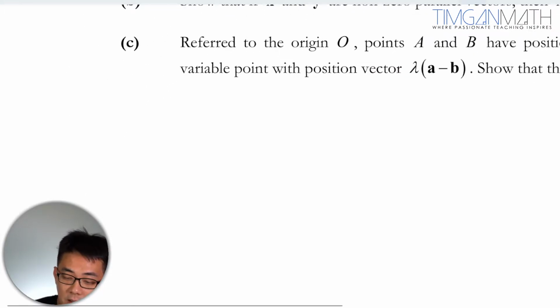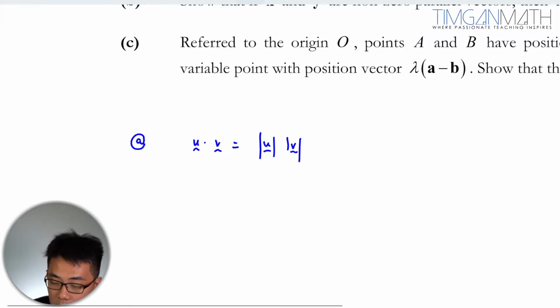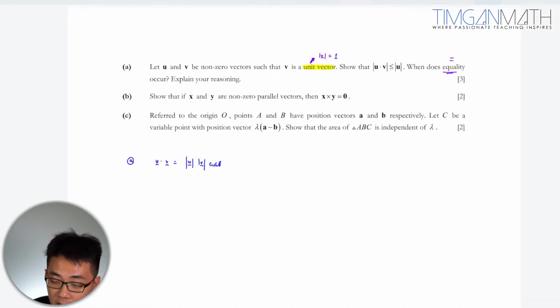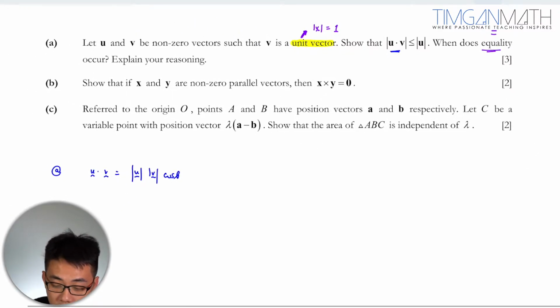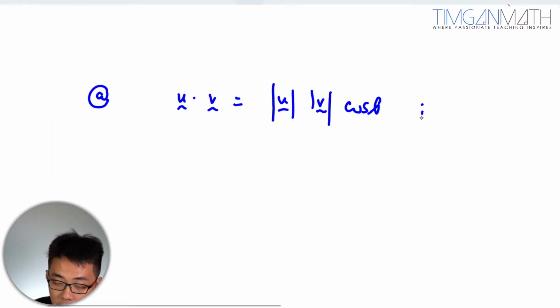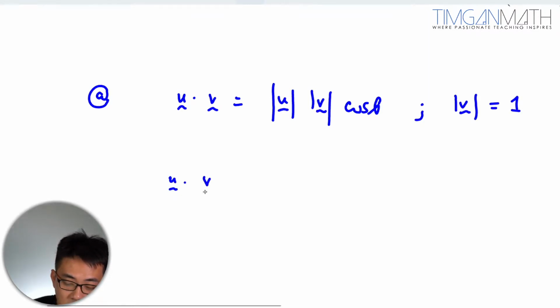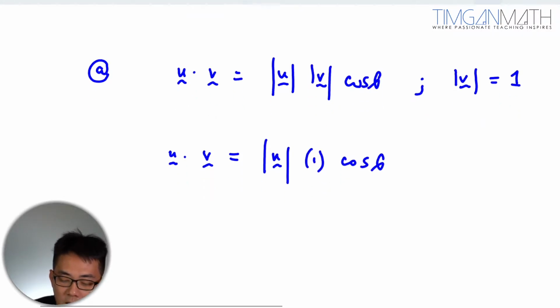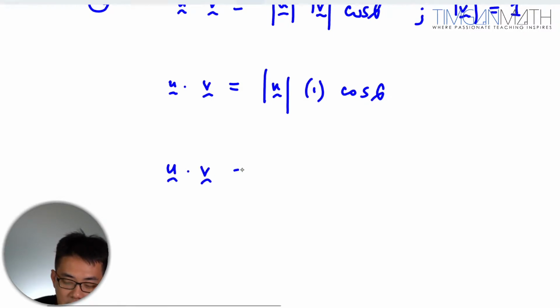The first thing, take note for part A: we have u and v. So u dot v is equal to modulus u, modulus v, cosine theta. Now, why do I use dot product? Because this is in dot product, so I'm just going to use dot product there. And I know that modulus v is equal to 1. So u dot v is equal to modulus u times 1 times cosine theta. That is pretty okay, and we get this value here, cosine theta.